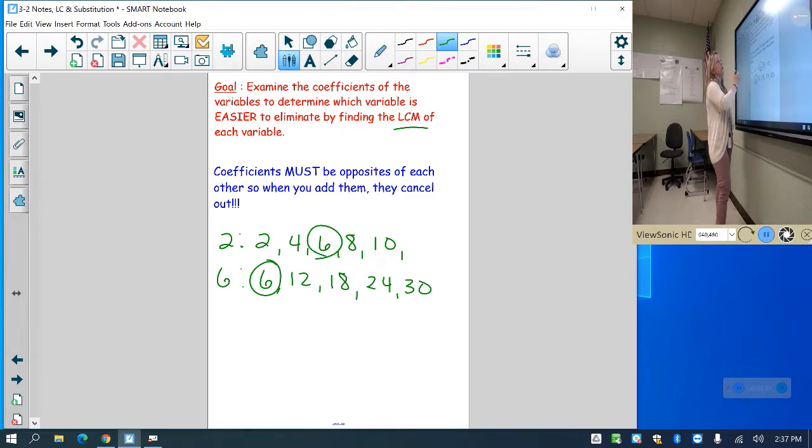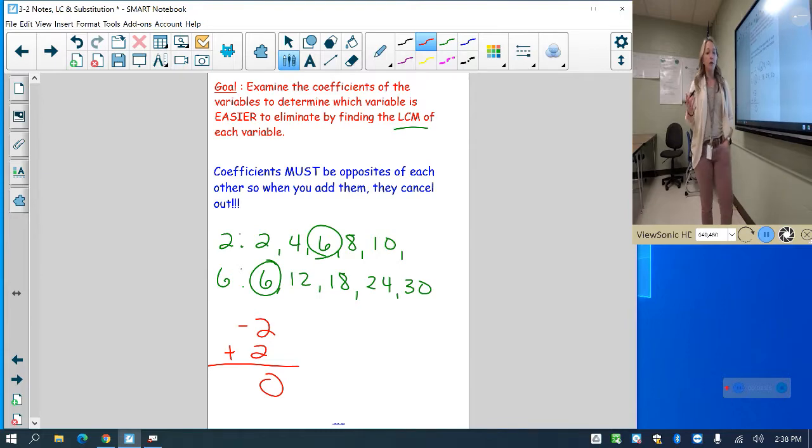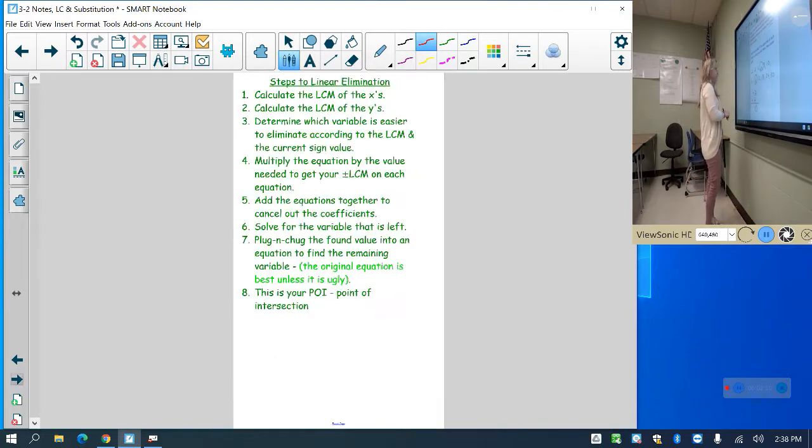And then we have to think, okay, what are opposites? Opposites are two numbers. When you add them together, they cancel out. So if you have -2 plus 2, those are opposites. You get 0. -3 plus 3 or 3 plus -3, whatever it might be, they're opposites.